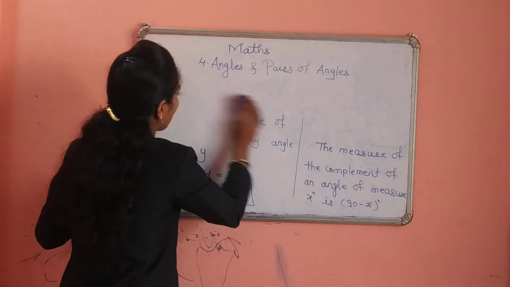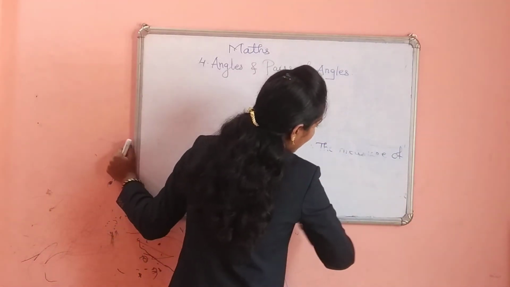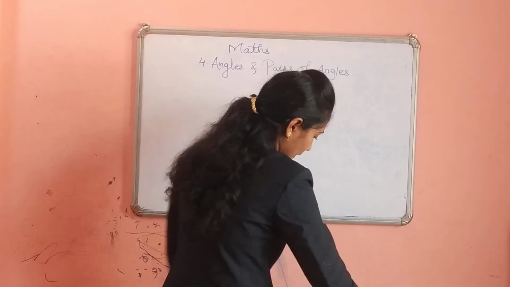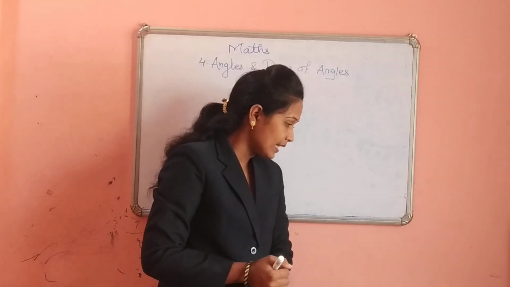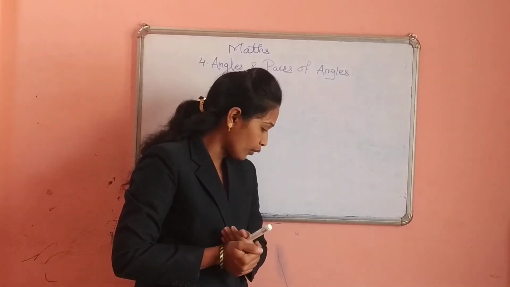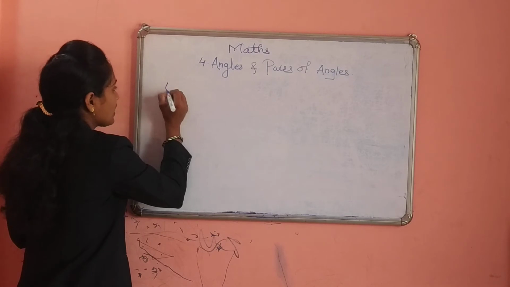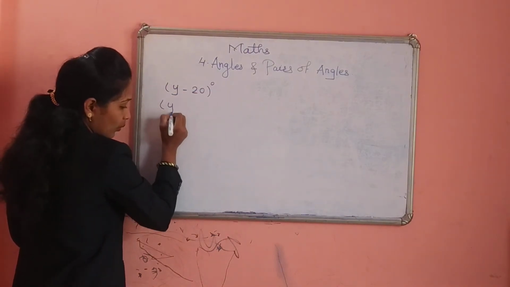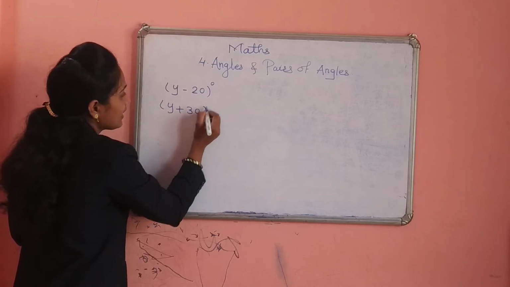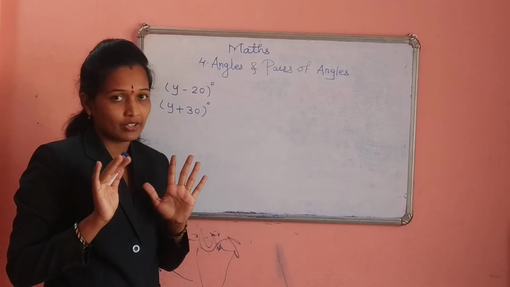So next example is given. Word problem is there. So I am going to take that word problem also. Pay attention to that word problem properly. Y minus 20 degree and y plus 30 degree are the measurement of complementary angles. Find the measure of each angle. So first is y minus 20 degree and second is y plus 30 degree. These are the two measurements of given angles. We have to find out proper measurement.